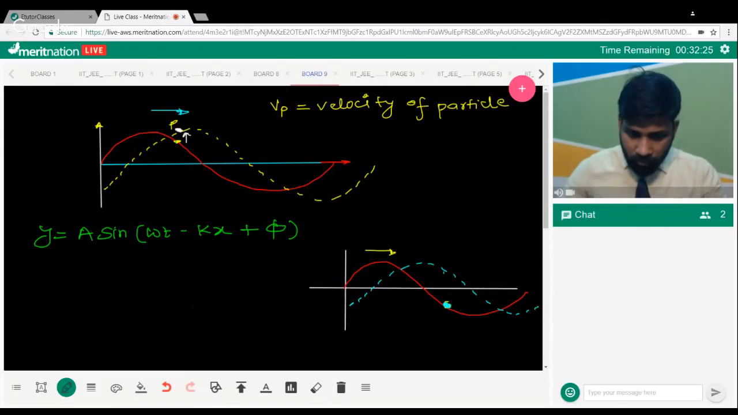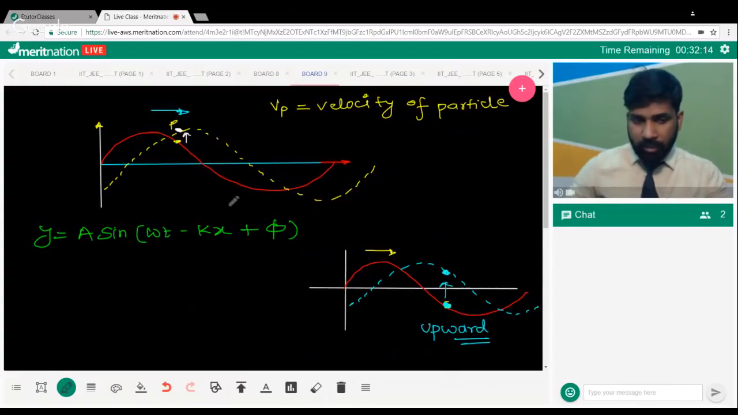So now this will be here. It means this particle is moving in the upward direction. Here, the particle is moving in the upward direction right now. This is the direction. At this point of time, the direction of this particle is also upward.